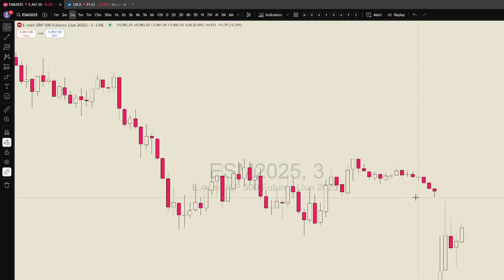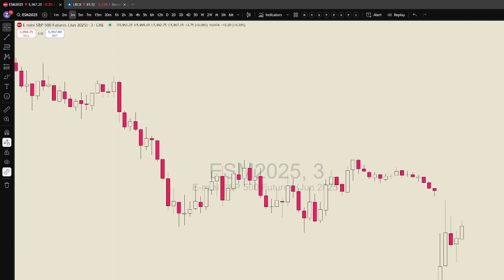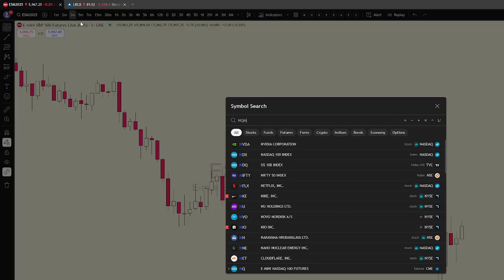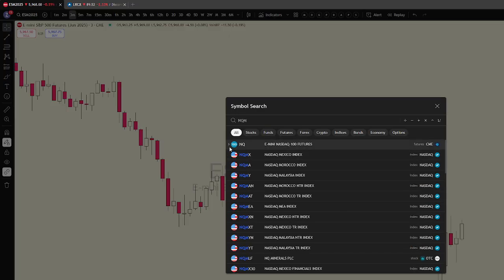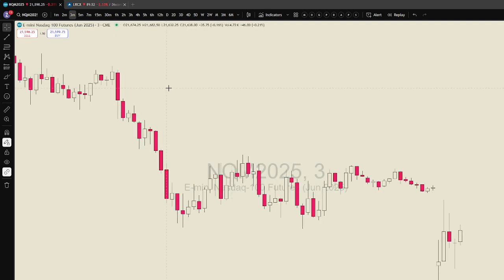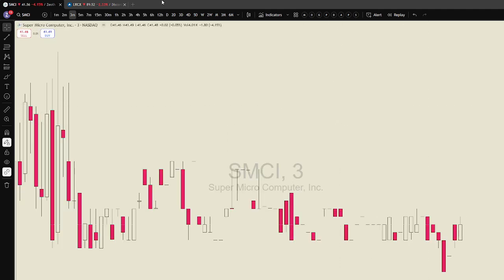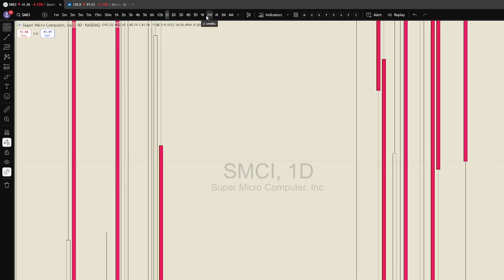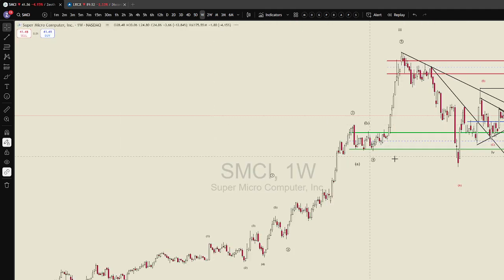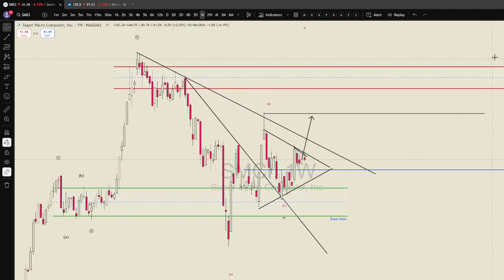Currently we're down around 12 points in the ES, and on NQ we're down around 44 points. So I just want to go through a few examples before I give over access to go over trades. One of the major names that I'm looking at this week is SMCI.